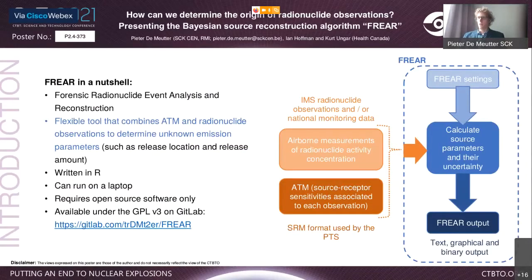Given airborne radionuclide observations and their associated source receptor sensitivities, the FREAR tool allows us to determine the source parameters, which are described on the right-hand side of the slide. This algorithm is written in R, it can run on a laptop, and it is available under the GNU public license on GitLab via the link shown here. So we invite users or potential users to visit the website, download the code, and start playing with it.